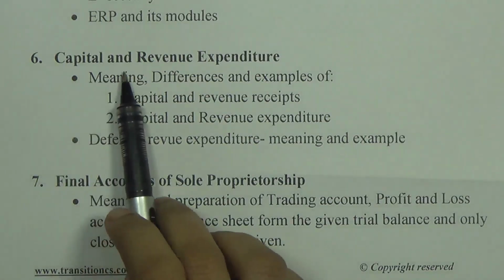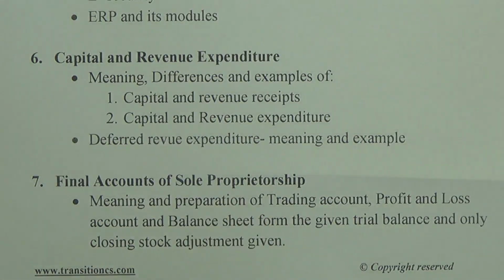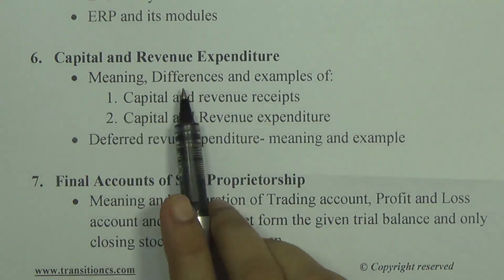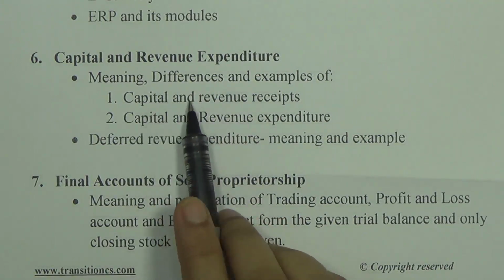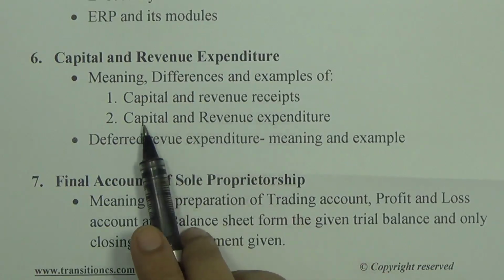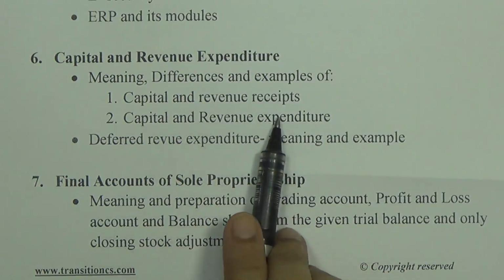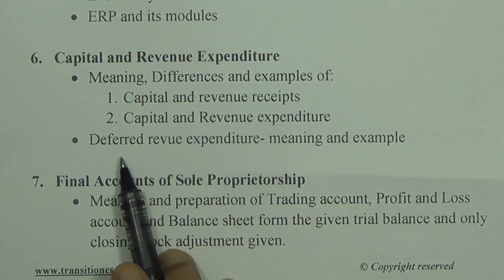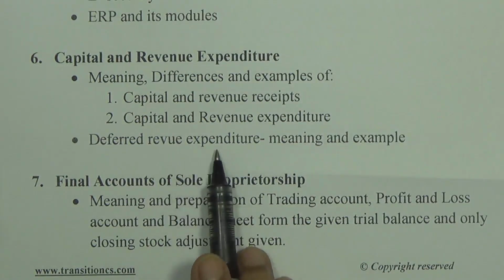Chapter 6 is capital and revenue expenditure. You just need to know the meaning of and difference between capital receipts and revenue receipts, and capital expenditure and revenue expenditure. And lastly, you just need to know the meaning of deferred revenue expenditure. So over here only the terms are to be remembered, nothing else, with examples.